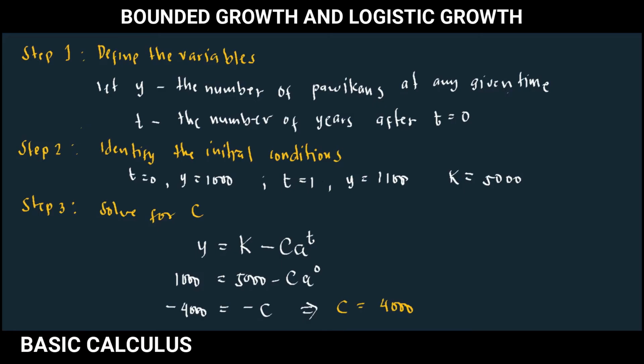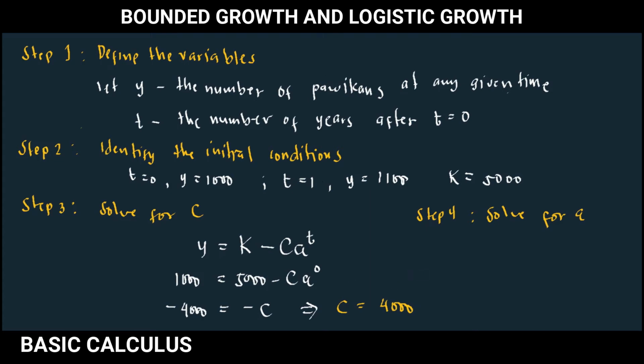So our next step is to solve for a. So how to solve for a? We need to use the second initial condition and the value of k and c, and plug them into the general solution.